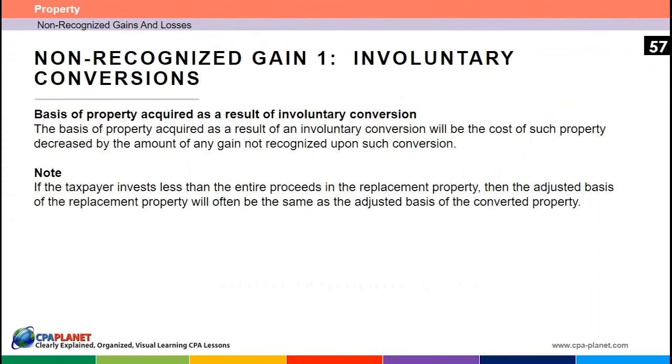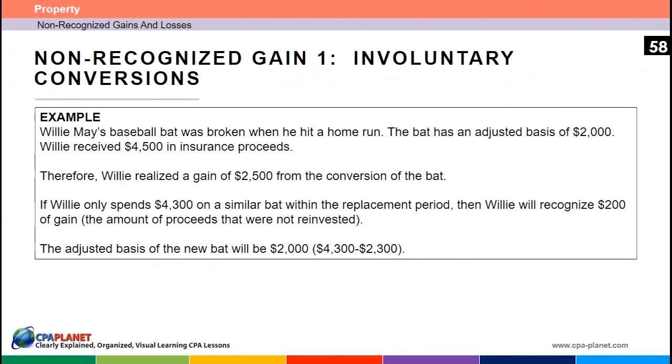The basis of the property acquired as a result of involuntary conversion is the same as the old property. So here's an example. Willie Mays' baseball bat was broken when he hit a home run. The bat has an adjusted basis of $2,000. Willie received $4,500 in insurance proceeds. Therefore, Willie realized a gain of $2,500 from the conversion.